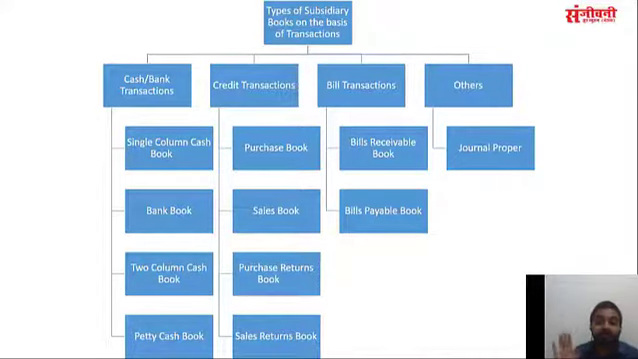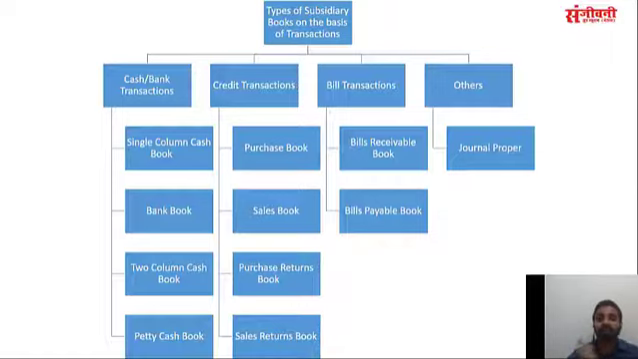That bill will be called a bill receivable for the seller, and for the purchaser, the buyer, the same bill will be considered bills payable. So the purchaser will maintain a bills payable book in his books of accounts, and the seller will maintain a bills receivable book.